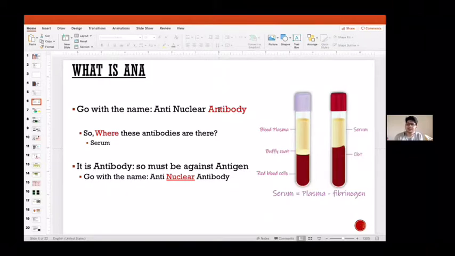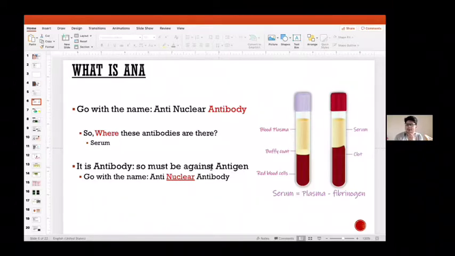Your serum contains total protein. Total protein is divided into two portions, albumin and globulin. Your globulin contains antibodies, and ANA is one of the antibodies. That's why it is there. Now see, antibody and antigen are like lock and key. So if you have an antibody, you must have an antigen somewhere, right? So going with the name again, we have realized it is in serum.